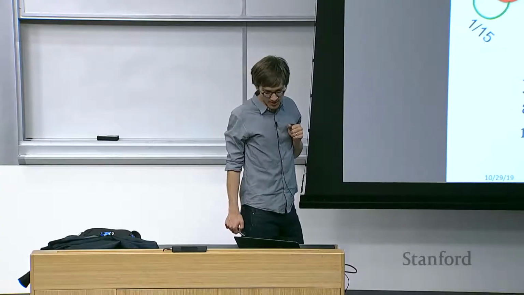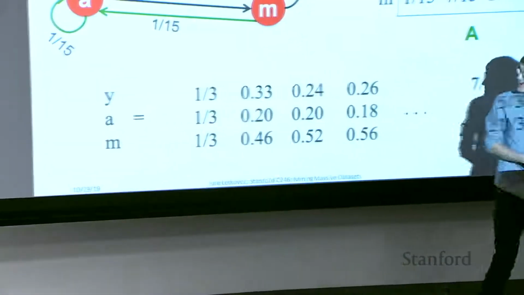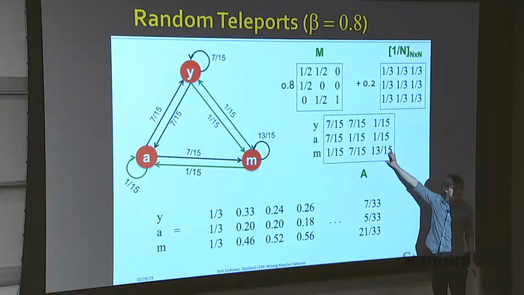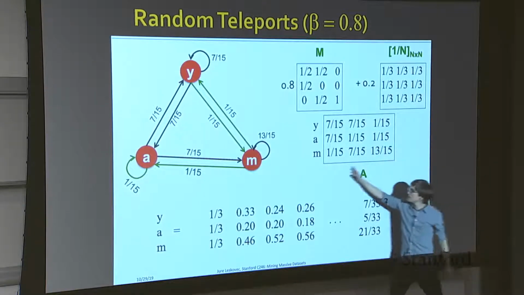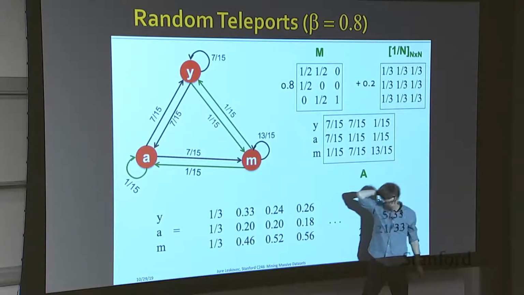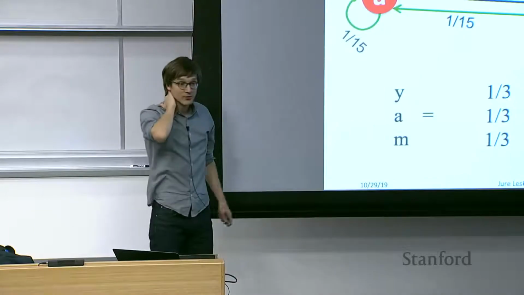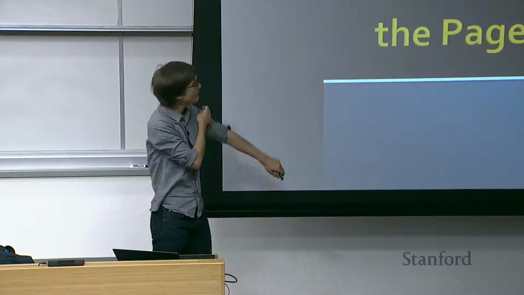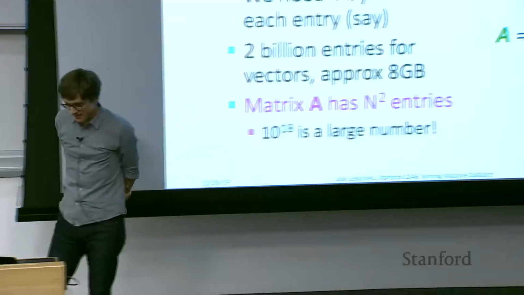All right, so let me now show you how we actually compute this. One thing you should observe is that this is now a dense matrix. So if this is 200 million or a billion pages, then this is a billion times billion, right? So that's a lot of billions. What do we do? Okay, so how do we actually go and compute the page rank?